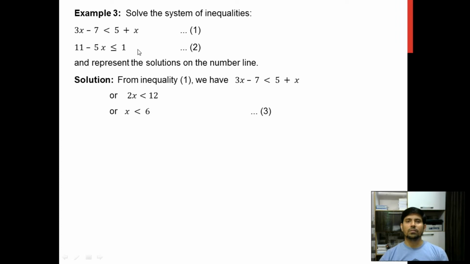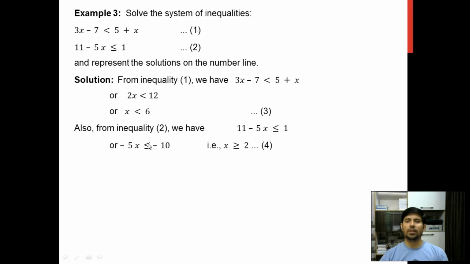Now we will solve the second inequality. We have written here the second inequality, this is 11 minus 5x is less than or equal to 1. Now subtract 11 from both sides, it becomes minus 5x is less than or equal to minus 10, and dividing by minus 5, we get x is greater than or equal to 2, because we know that here we are dividing by a negative value.